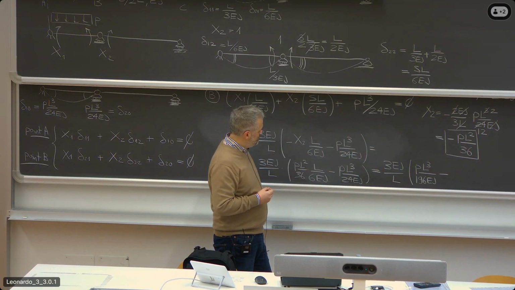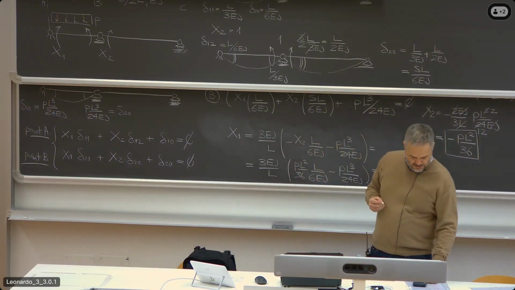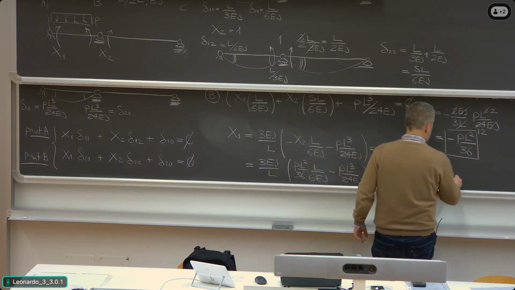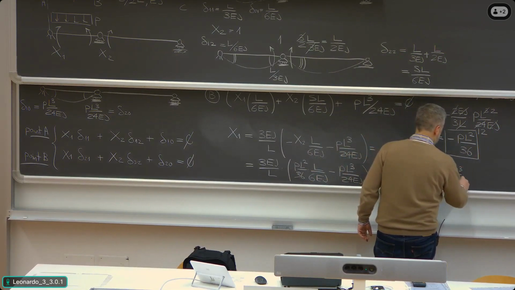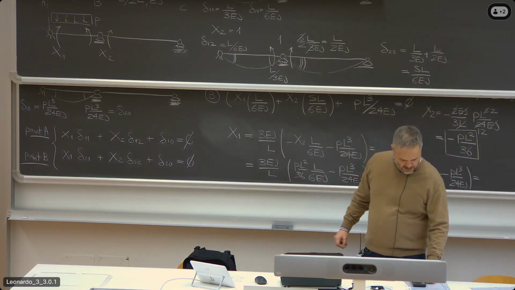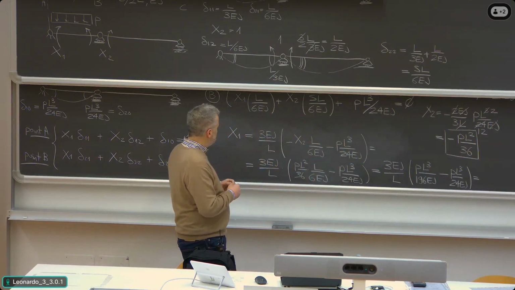Probably can't be done. No, so we have to do it directly. So this would be basically PL to the power of 3 divided by 24EJ. This would be equal to 1 over 196 minus 1 over 24. Again, there is something wrong. What did I do wrong?